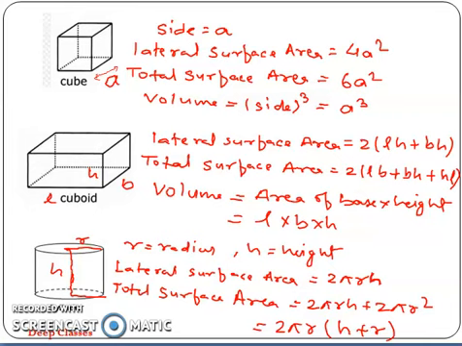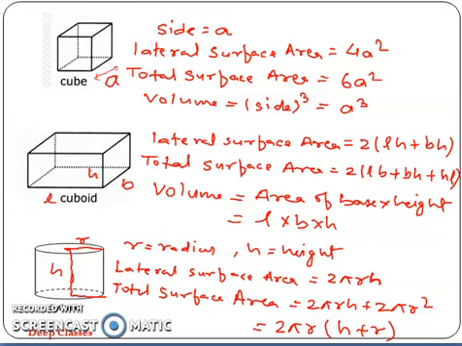Moving to the cuboid, the cuboid has length L, height H and width B. Then the lateral surface area, again the 4 walls, is 2(L plus B)H. Total surface area will be 2(LB plus BH plus HL). Volume of any three-dimensional figure is area of base into height. So in this case, area of base is L into B, into H.